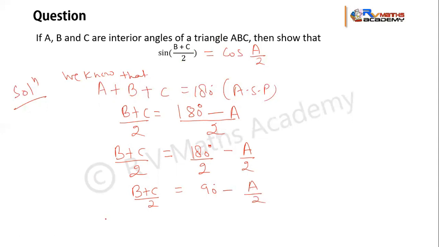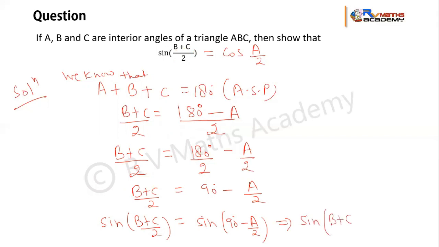Now, because sine is written along with (B plus C) by 2, taking sine on both the sides, you will get sine (B plus C) by 2 is equal to sine of (90 degree minus A by 2). Now sine (90 degree minus theta) is cos theta. So we can write cos A by 2, which we had to prove. So this is equal to the right hand side. So that we have proved.